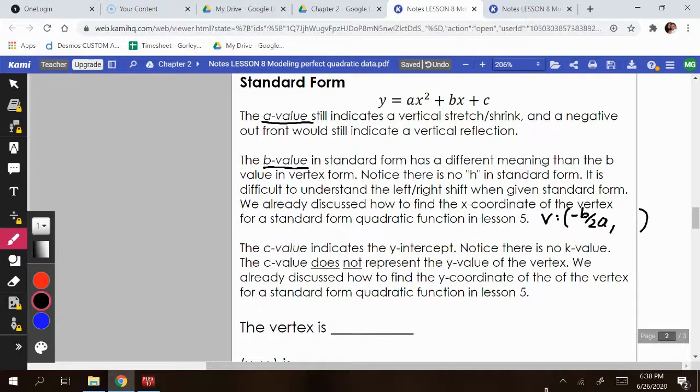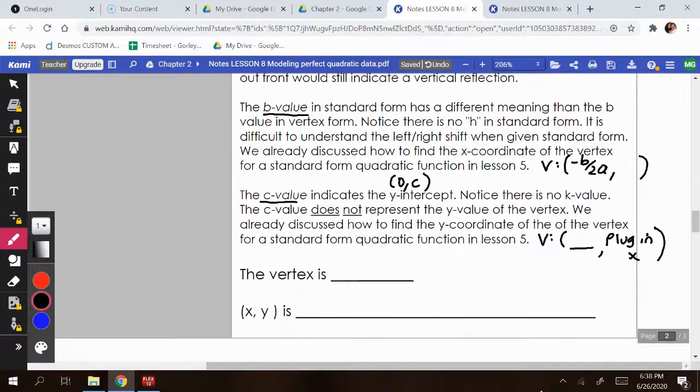Okay. The c value indicates the y-intercept, so if you want the y-intercept, that's going to be (0, c) in this form. Notice that there's no k value, so we don't know the up-down shift of the vertex. So in order to get the y value of the vertex, we're going to need to plug in whatever the x value is that we got from the negative b over 2a. Okay, so the vertex in function notation, we write it as (-b/2a, f(-b/2a)). (x, y), again, is just any point on the curve or on the parabola, the U-shaped graph.